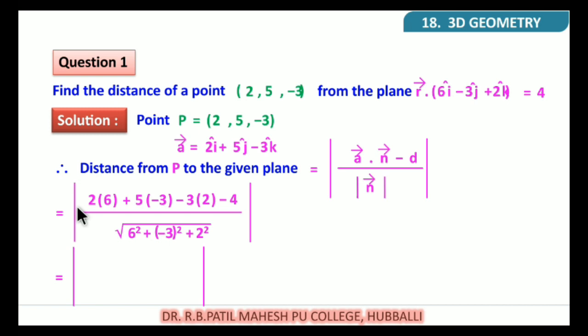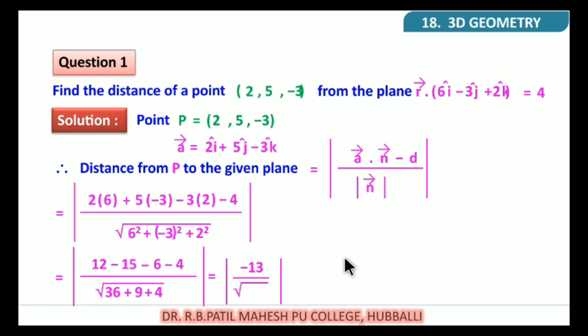After simplifying, we get 2 into 6 is 12, plus 5 into minus 3, that is minus 15. Therefore 12 minus 15, and 3 into 2 is 6, so it is minus 6 minus 4, divided by square root of 36 plus 9 plus 4. So this gives the value whole modulus of minus 13, because 12 minus 15 is minus 3, and minus 6 minus 4 will be minus 13.